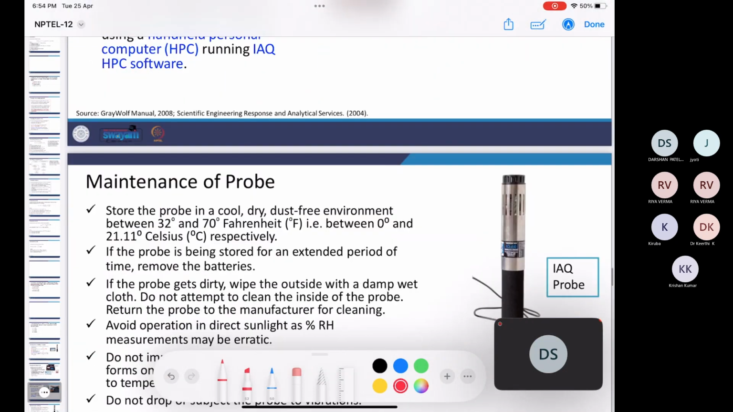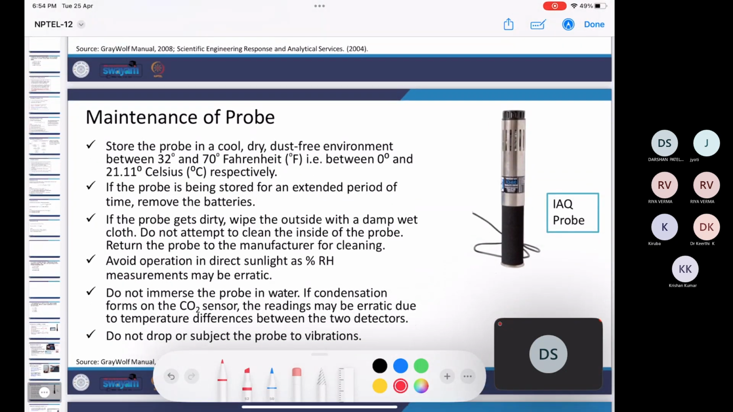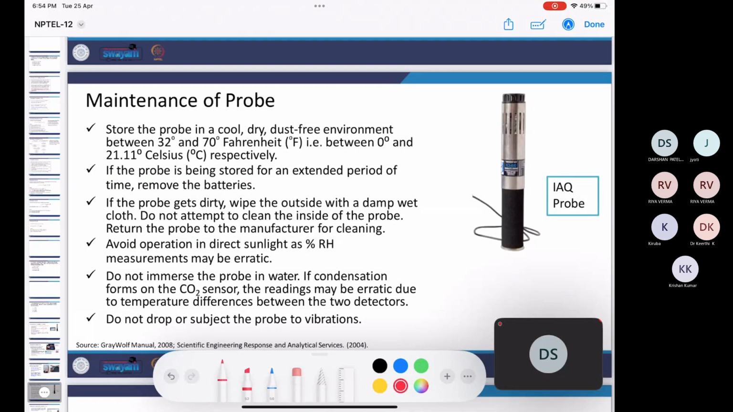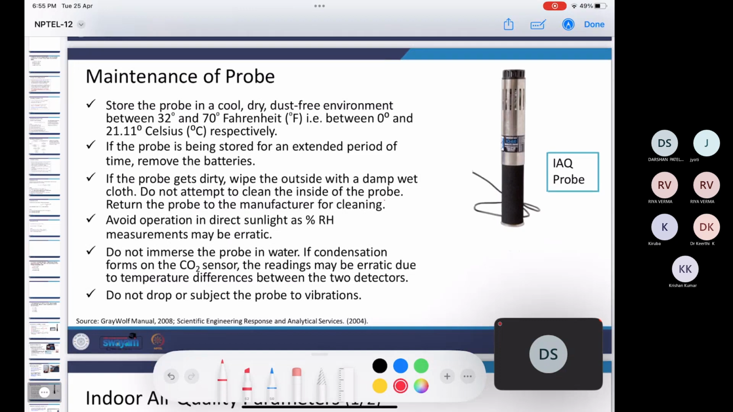Then how to maintain this probe? First of all, we need to store the probe in a cool, dry, and dust-free environment that is between 32 degrees and 70 degrees Fahrenheit, that is between 0 degree and 21.11 degrees centigrade respectively. If the probe is being stored for an extended period of time, we need to remove the batteries. If the probe gets dirty, wipe the outside with a damp cloth. Do not attempt to clean the inside of the probe. For cleaning the inside of the probe, we can return it to the manufacturer for maintenance purposes.